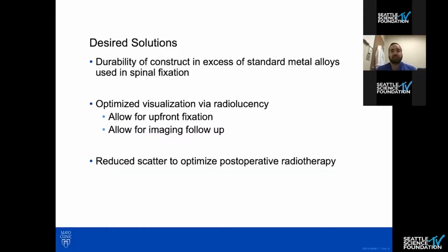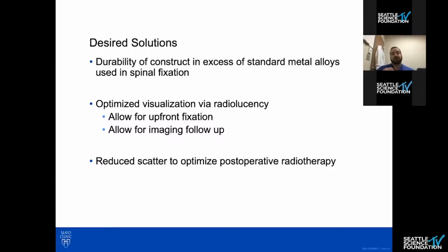So a desired solution would be to have a construct that can withstand loads in excess of what standard metal constructs do, but also at the same time be radiolucent to allow for upfront fixation. So patients don't end up going to get radiated up front because of a concern for the metal artifact causing the radiation planning to be difficult, but also afterwards, because the imaging is so favorable that radiation therapists can work around the hardware, so to speak, where they can't do that as effectively right now with high density metal implants.